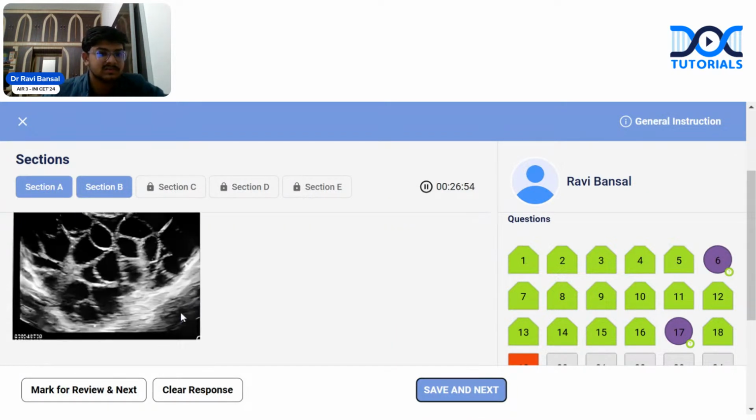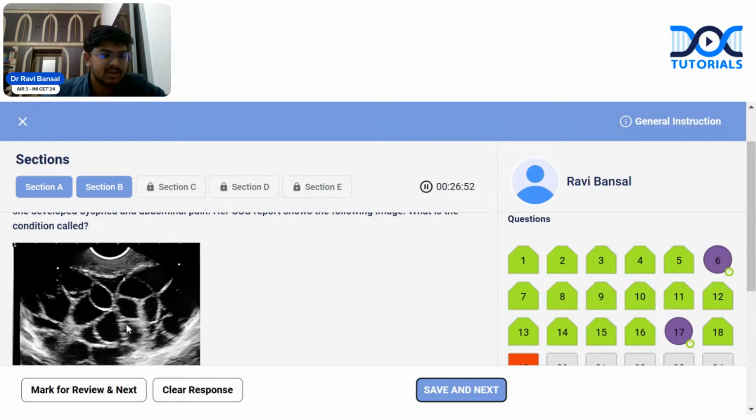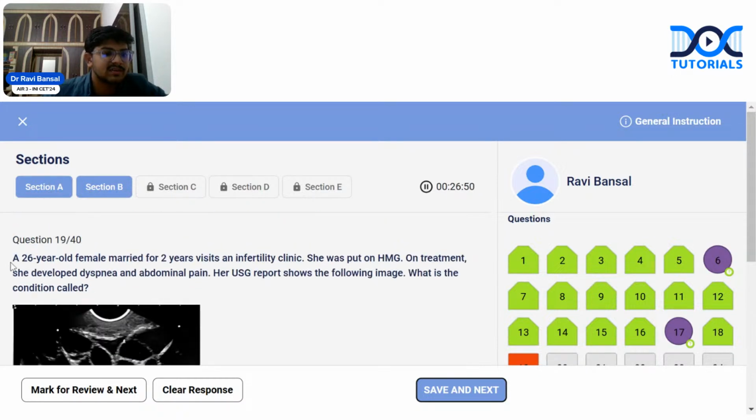So what is this condition called? I'm not very great at reading images, so I just rely on history first. 26-year-old female, married for 2 years, visits an infertility clinic. She was put on HMG treatment, and has dyspnea and abdominal pain. So this is looking like OHSS, ovarian hyperstimulation, because she was on HMG and she is suffering from infertility.